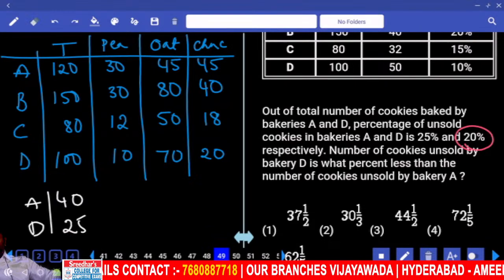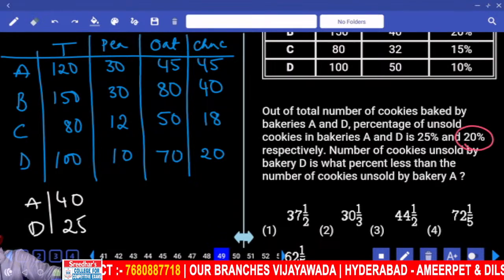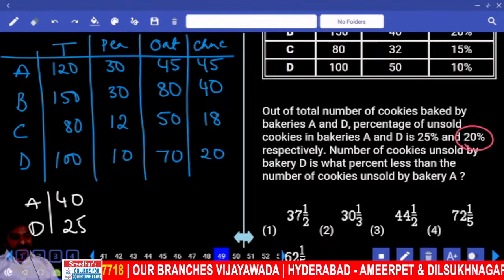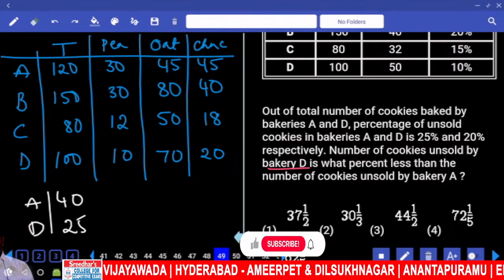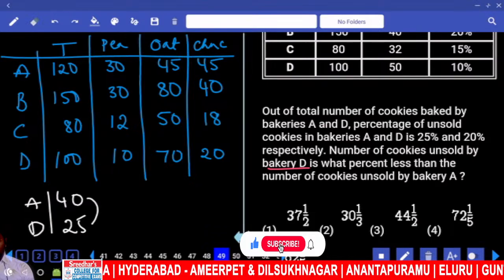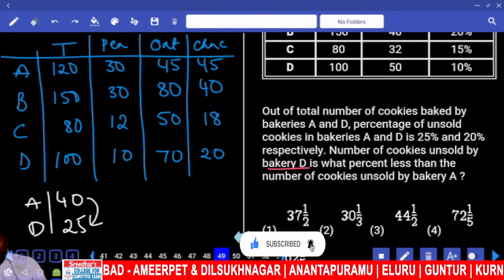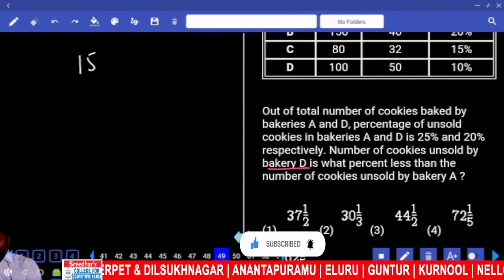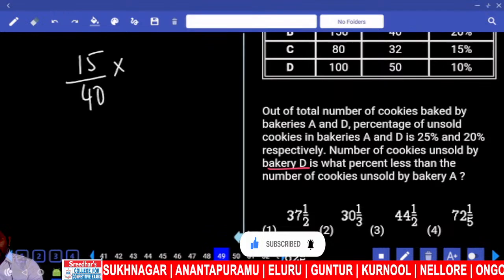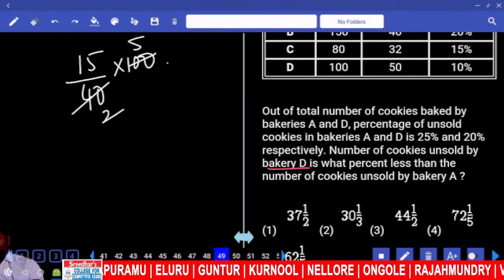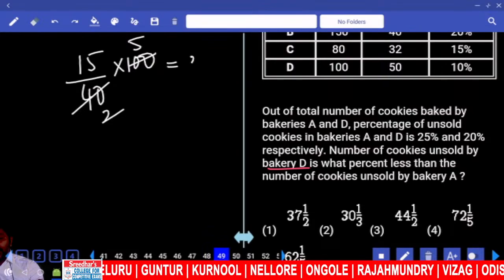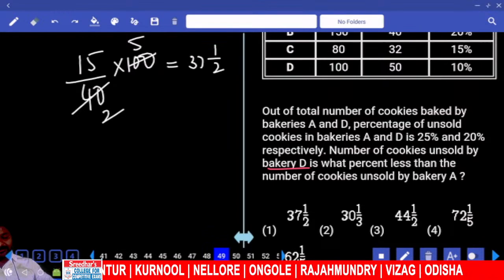So 40 and 25, these two are unsold items. Now the question is, unsold in D is what percent less than that of A? 25 is how much less than 40? 15 less from 40, percentage into 100, 20, 2 times, 5 times, 75 by 2, 37.5%.